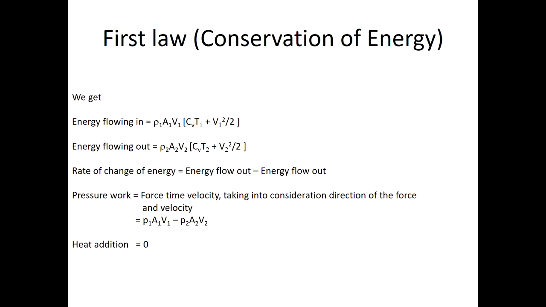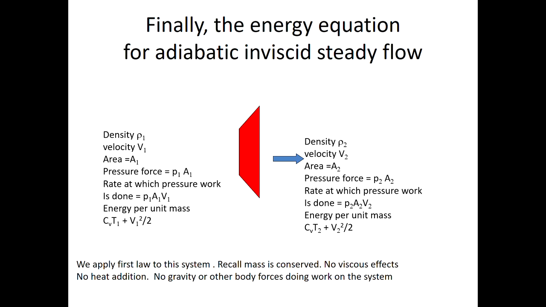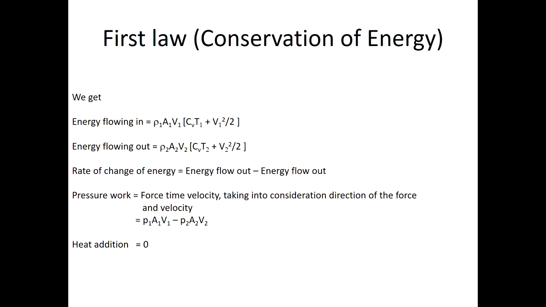So energy out minus energy in, the change in energy, must have been caused by the pressure work on the left face minus the pressure work on the right face. On the right face, it's negative because the force is acting one way, towards the control volume, while the velocity is in the opposite direction. So when you do a dot product, force dot velocity, you get a negative number. That's why it's negative P2 A2 V2. And there's no heat addition.